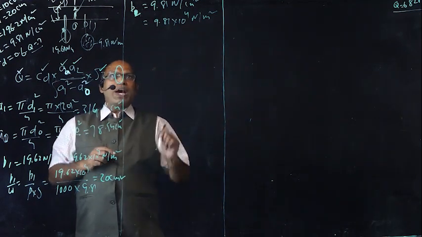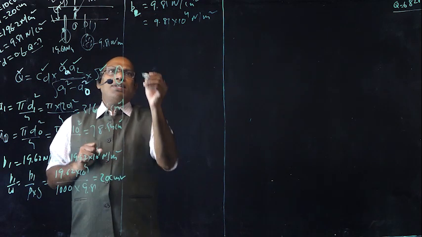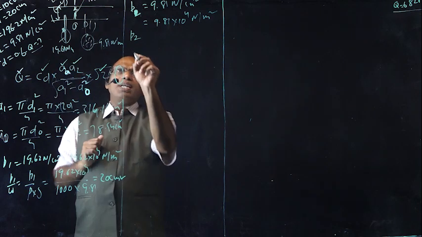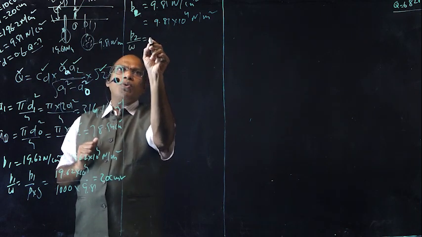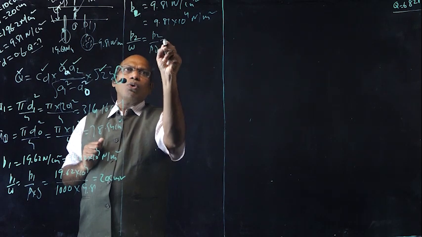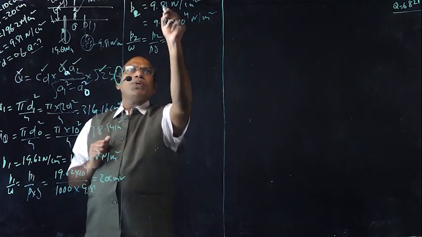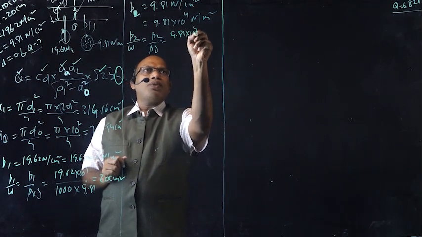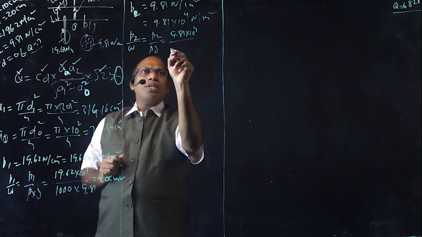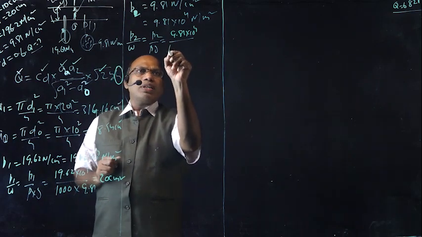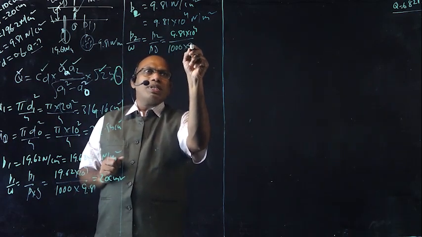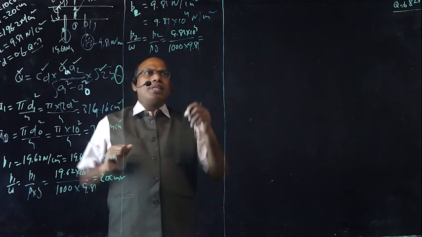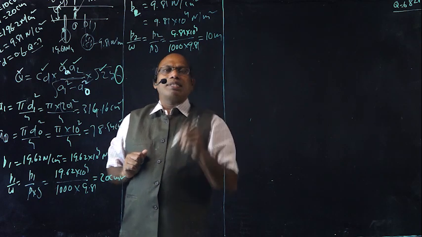Based on this value, we are going to determine the pressure head. That is, pressure head at the downstream side of the orifice is equal to P2 by W or P2 by rho G. P2 is 9.81 into 10 power 4 divided by rho, the density of water, that is 1000 kg per meter cube, into G equal to 9.81. Finally, the value of this is equal to 10 meters.